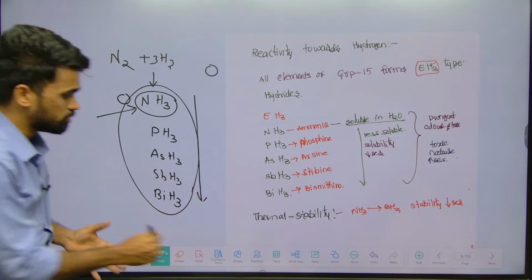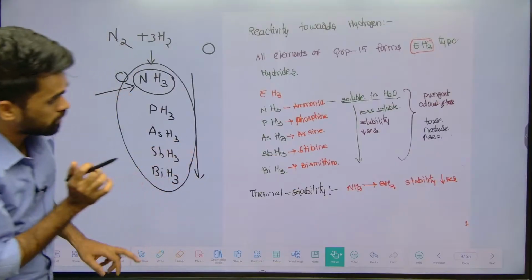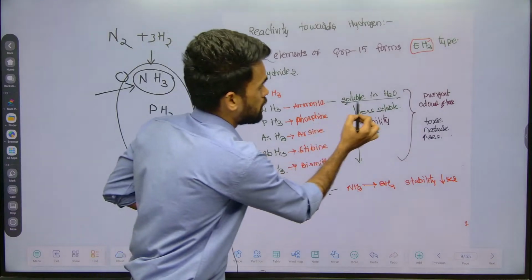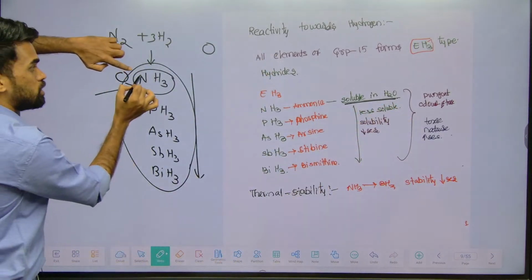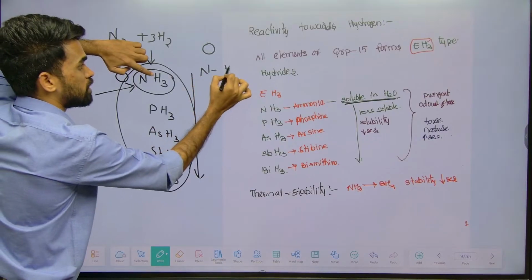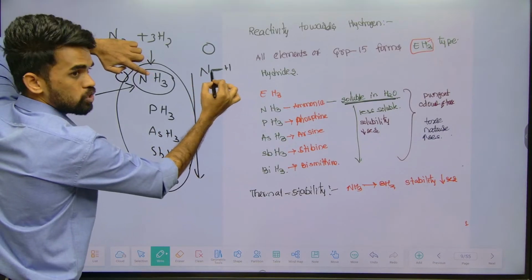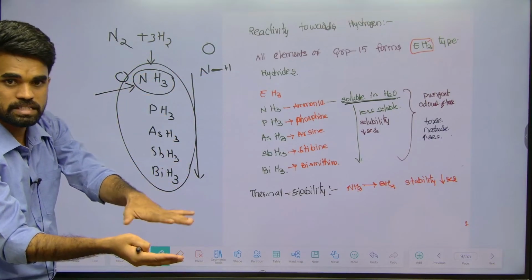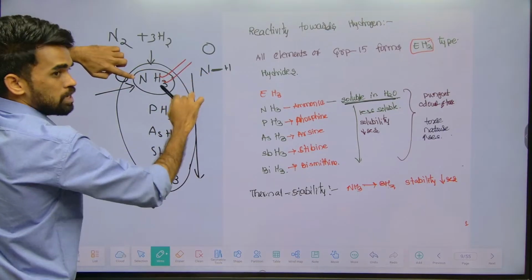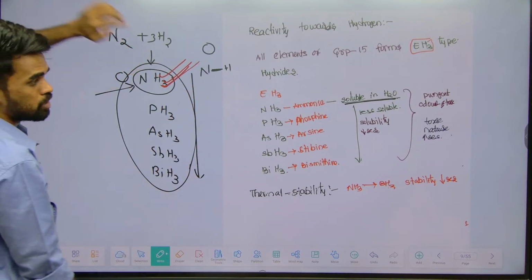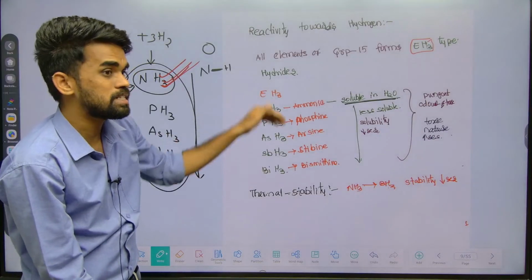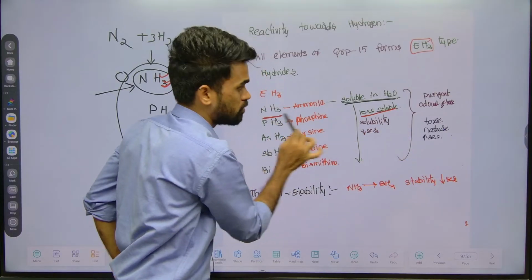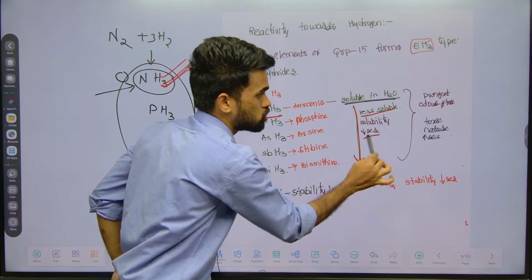Then next, they will ask you about solubility in water. There is a large electronegativity difference between nitrogen and hydrogen. This bond is more polar, and a polar compound is soluble in polar solvents. So ammonia is more soluble. As we go down the group, the solubility decreases. So down the group, what happens to the solubility of hydrides? Decreases.